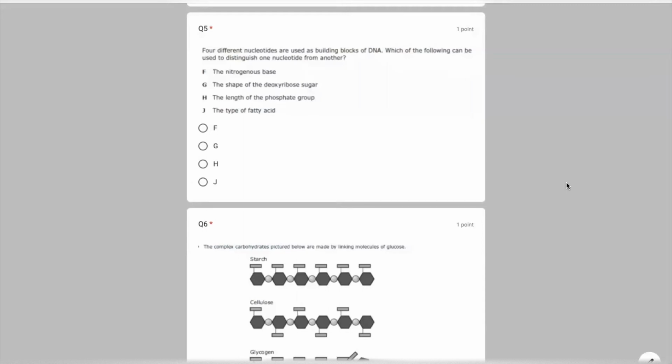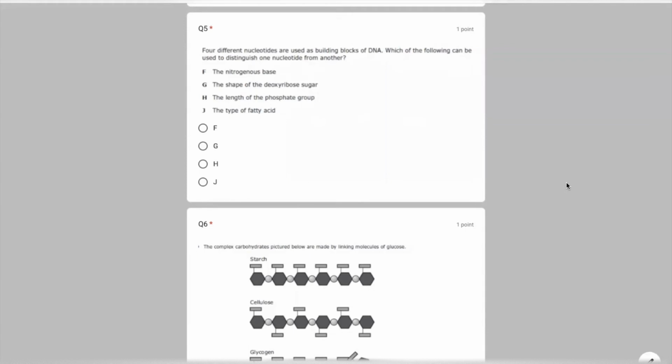Different nucleotides are used as building blocks of DNA. Which of the following can be used to distinguish one nucleotide from another? All right, so I have F, the nitrogenous base. G, the shape of the deoxyribose sugar. H, the length of a phosphate group. J, the type of fatty acid.